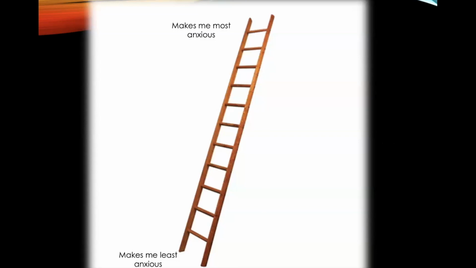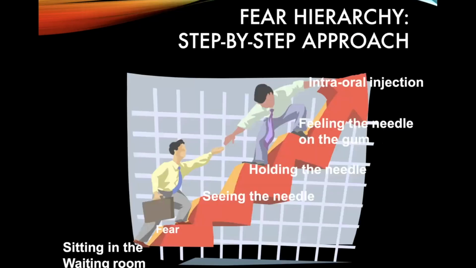So a hierarchy can be drawn out in terms of 1 to 10. It can be drawn out as a ladder like this as well, from the things that make me most anxious down to the things that make me the least anxious. And this is just an example of what might be on that ladder. We've obviously spoken about sitting in the waiting room, seeing the needle and holding the needle.